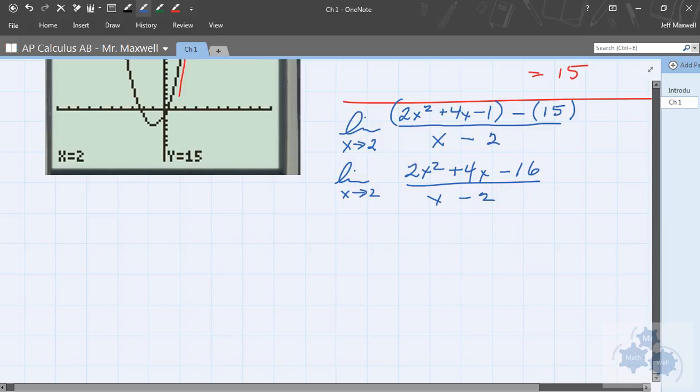Simplify, factor, yes, all of that. So factor the top, factor the bottom, and try and simplify. Try and divide out any common factors. So let's do that. I can take out a 2 here, I see. x squared plus 2x minus 8, over x minus 2.